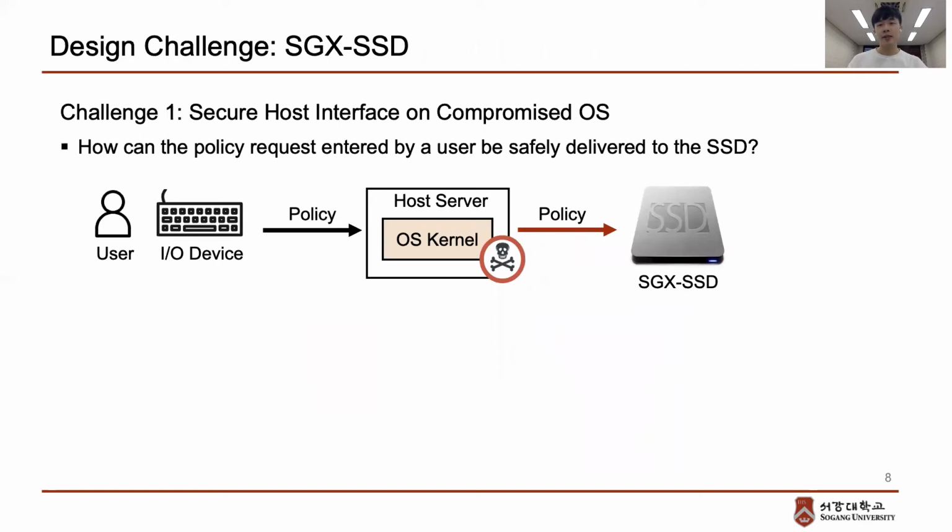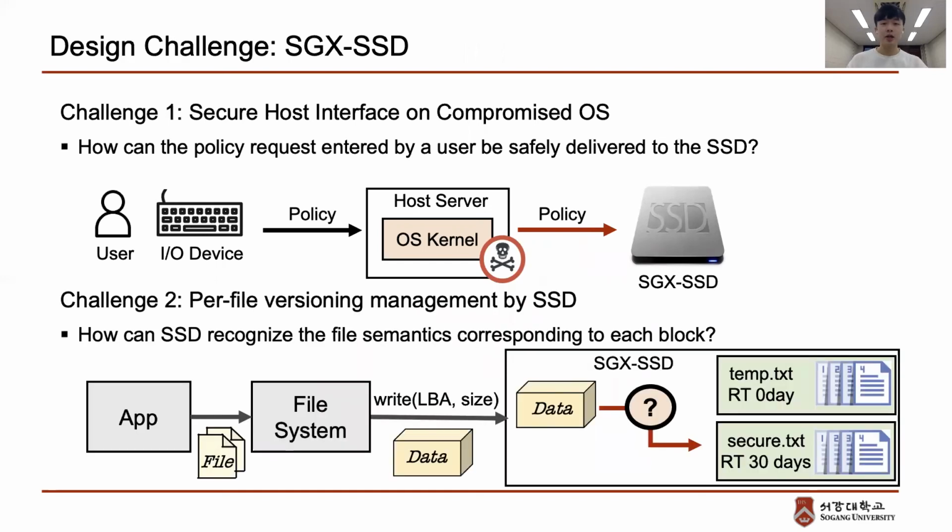SGX-SSD has the following design challenges. First challenge is that users' requests inevitably pass through the untrusted OS. The request can be tampered with by a man-in-the-middle attack. How can we guarantee that the policy request entered by the user is safely delivered to the SSD? Second challenge is that SSD is a block device, so there is no file semantic, whereas policies are assigned on a file-by-file basis. In order for the SSD to perform policy-based versioning at the block level, how can the SSD recognize the file semantics corresponding to each block?